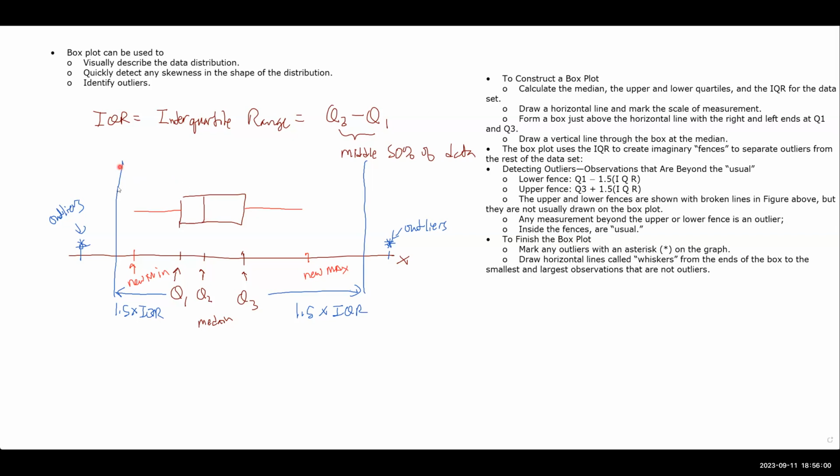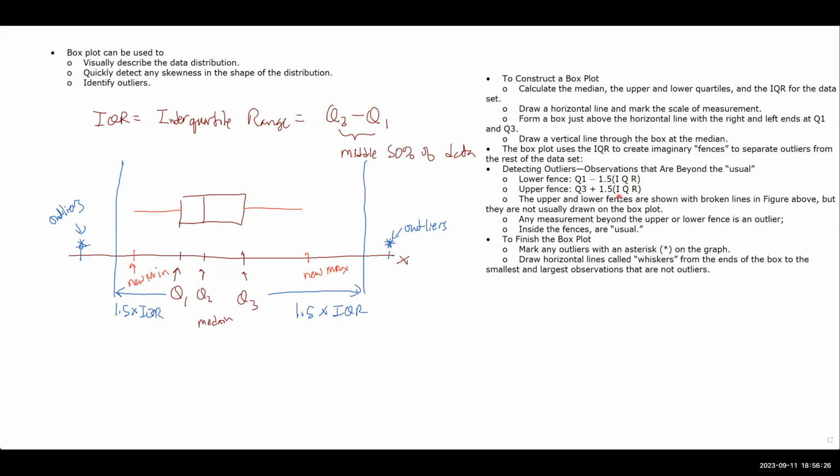Now we're going to draw these fences, the walls. Why do we draw the walls? We're going to detect outliers. You draw the lower fence here. You calculate that using Q1, and you subtract 1.5 times the interquartile range, IQR.